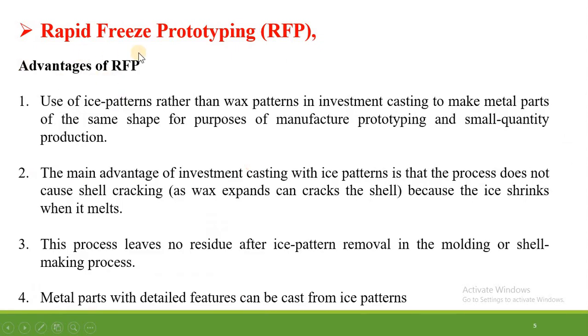What are the advantages of rapid freeze prototyping? Use of ice pattern rather than wax pattern in investment casting to make metal parts of the same shape for the purpose of manufacturing prototypes and small quantity production. So for manufacturing of prototypes in small quantity production, we can use rapid freeze prototyping. Normally in investment casting we use wax patterns, but wax patterns are not more beneficial than ice patterns, so we can use ice patterns instead of wax patterns.